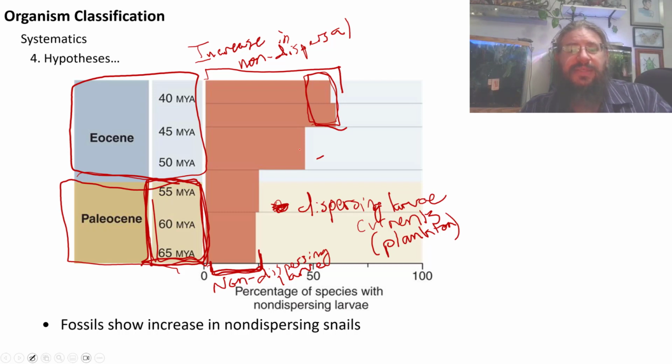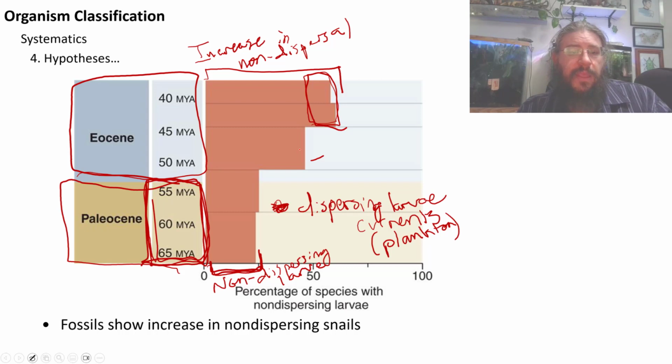We have seen something in the fossil record. In the fossil record, our marine snails present in the Paleocene were mostly dispersing larvae. A minority were the ones that would just lay eggs that would settle to the ocean bottom, or the larvae would hatch and settle to the ocean bottom. Most of the larvae were in the currents, right? There are characteristics of these larvae that tell us whether or not they're dispersing or non-dispersing.